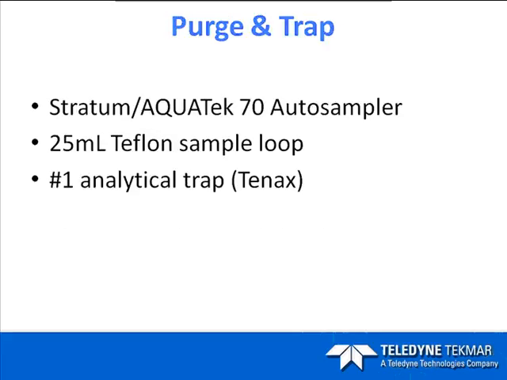For the Purge and Trap, we used our Stratum Purge and Trap concentrator with the Aquatech 70 autosampler, a 25 mL Teflon sample loop, and a #1 analytical trap. Now, a 10x trap is used for this analysis because these are big compounds. If the sorbent is too strong, then it will be difficult to get the high molecular weight compounds like Geosmin and 2-MIB to desorb back off the trap, not to mention the issue of potential carryover.